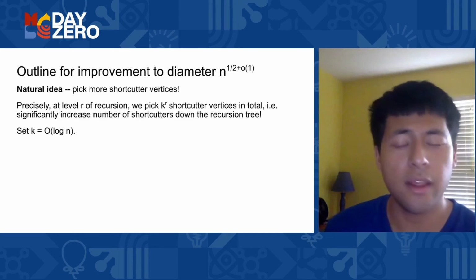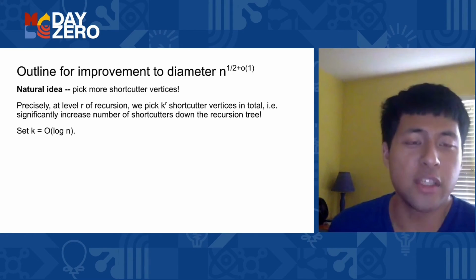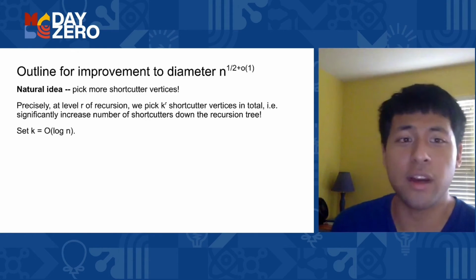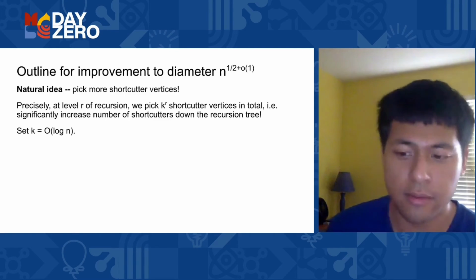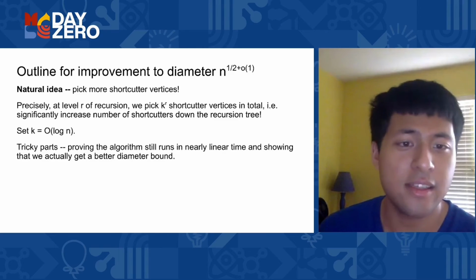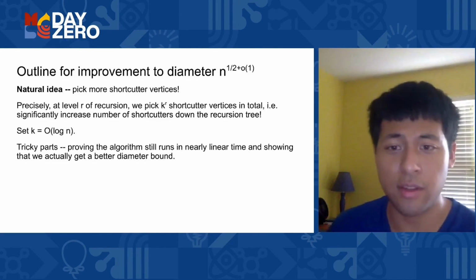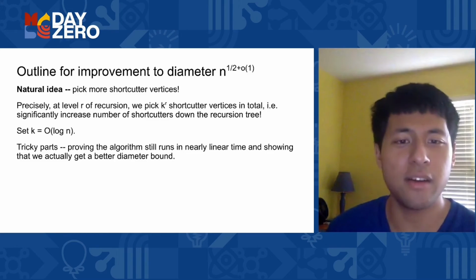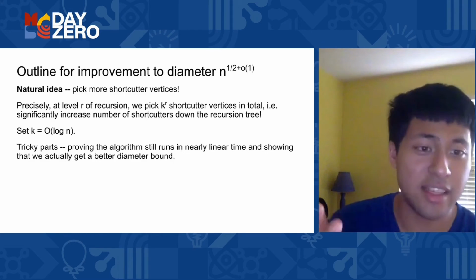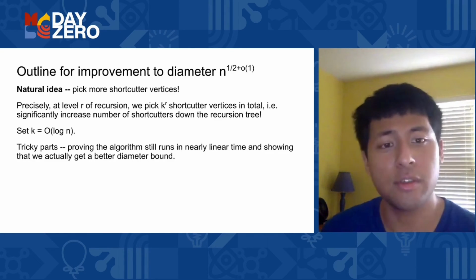Specifically, what we do is we exponentially increase the amount of vertices we're sampling at every level of recursion. So in the first level, we're going to sample k vertices, then k squared, all the way up, and k something like log n. The main tricky parts of this proof is that we need to still prove the algorithm runs in linear time, even though we're sampling way more vertices at every level, and also proving that we get a better diameter bound given this sampling scheme. And I'm not going to have time to discuss those, but I would be happy to talk about them later if people are interested.